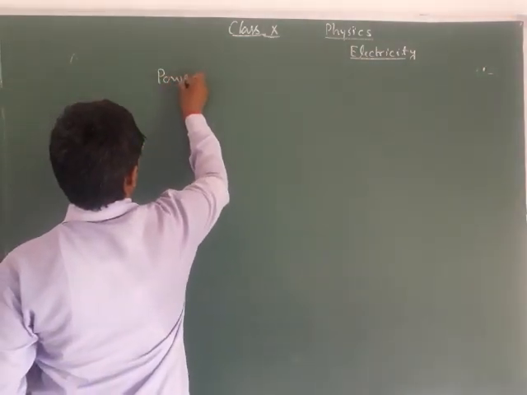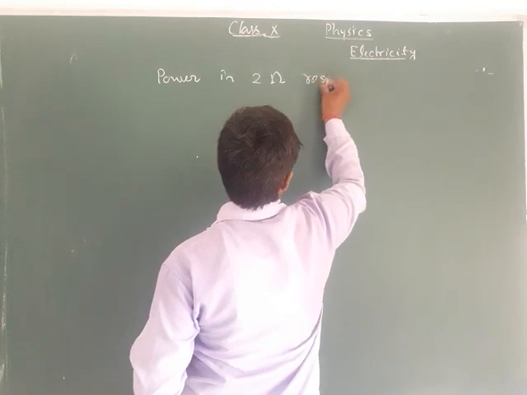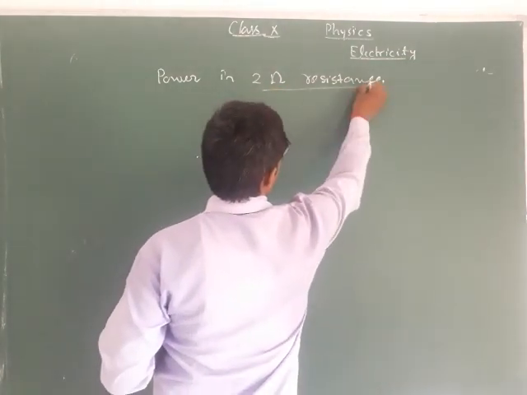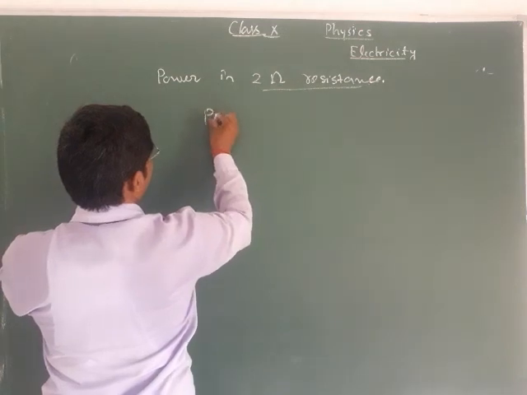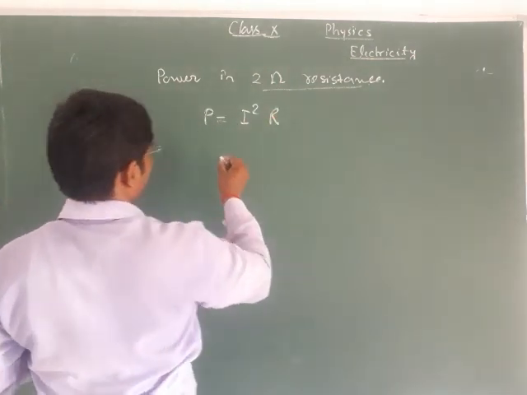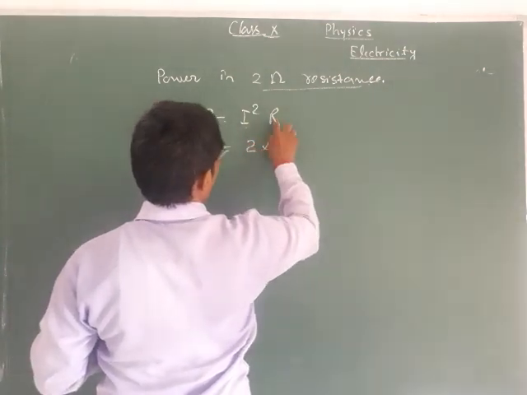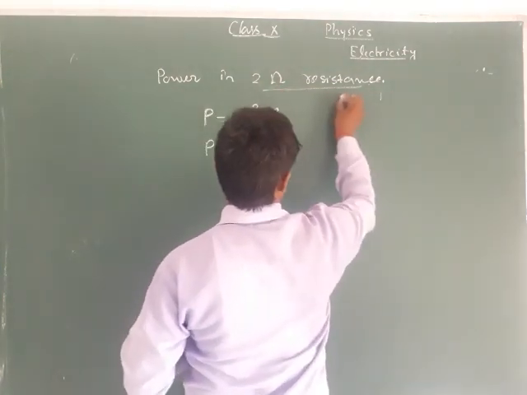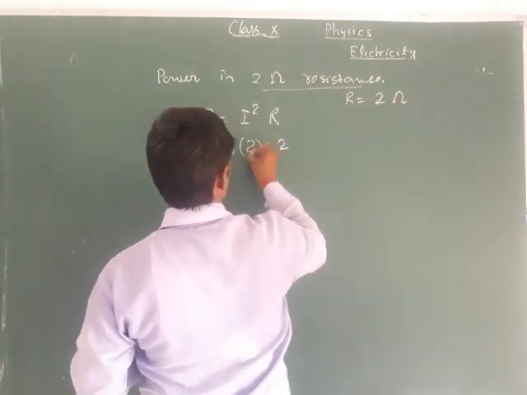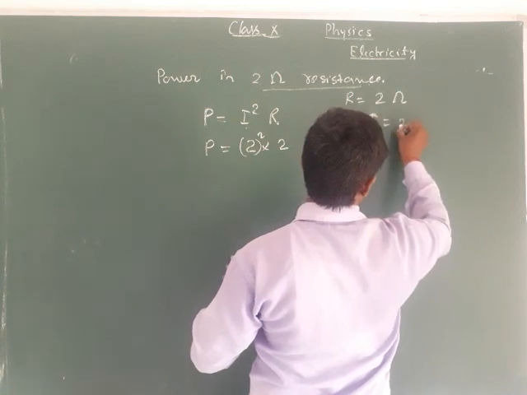Since power in 2 ohm resistance, so P is equal to I square R. So power P is equal to I square R. P is equal to I square, and resistance R is equal to 2 ohm. Given I is equal to 2 ampere.